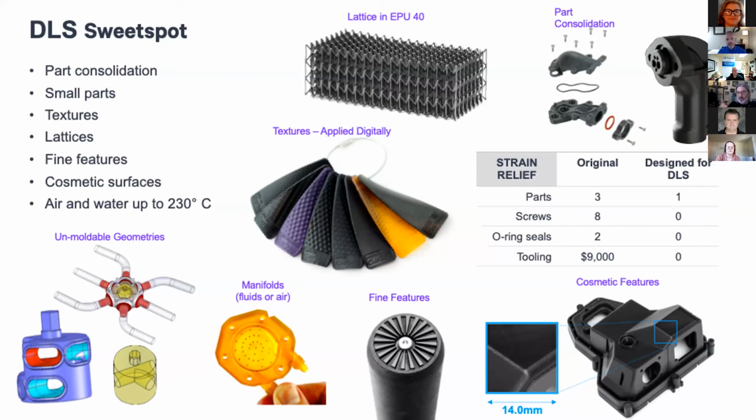In this example of part consolidation, top right, you can see the original part had 3 parts, 8 screws, a couple O-ring seals, and tooling. But more importantly, it had hand labor to put it together and it had multiple points of failure. The redesign for DLS is one single part that performs better and is economically feasible for low volume production, not having to worry about that locked tool.